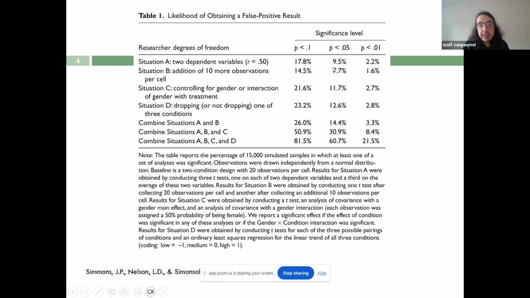For example, situation B is a situation in which researchers engage in what they call optional stopping. So you collect data, I think it was 20 participants here. You do your analysis. If the effect is significant, you stop. You say, okay, I'm happy, I'm going to try to publish it. Only if it's not significant, if you're not happy with the result, so it's a data-dependent, outcome-dependent decision, you add more observations. And then you do your analysis again and again and again.